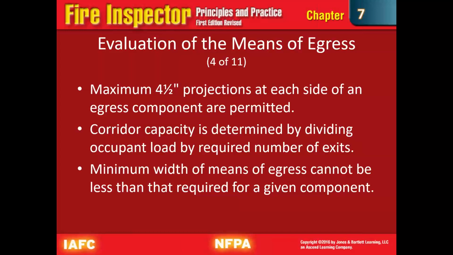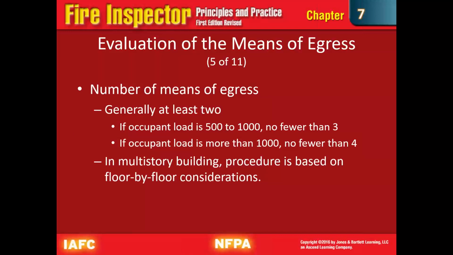Minimum width of means of egress cannot be less than what's required for a given component, and those are listed in your different code sets, whether it's NFPA or IFC. But they will have the minimum requirement. It's around 5 feet for some of your bigger occupancies and or occupancy loads. All right, your number of means of egress, generally there's going to be at least two. So if the occupancy load is from 500 to 1,000, you can't have any less than 3. If it's more than 1,000, you have to have no less than 4.